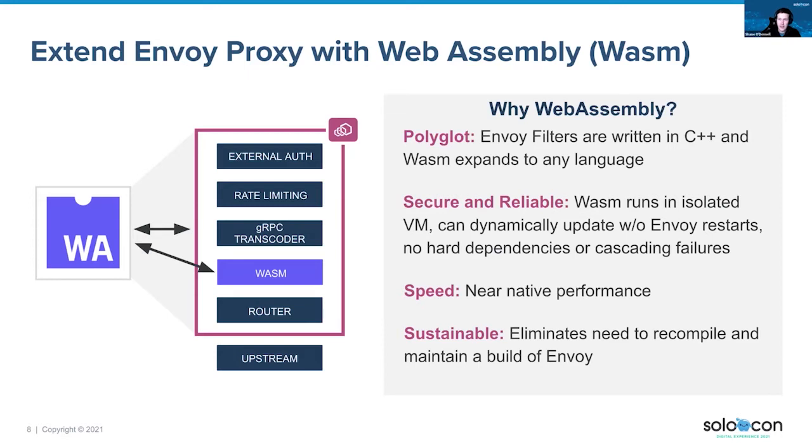It's got near native performance, which means you can run this on your data path and handle real requests at production scale. And it's sustainable because you're just maintaining WASM filters. You don't need to rebuild all of Envoy and worry about what happens when Envoy pushes new security patches.